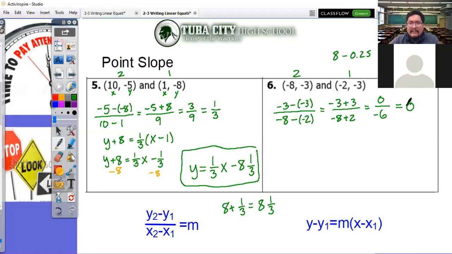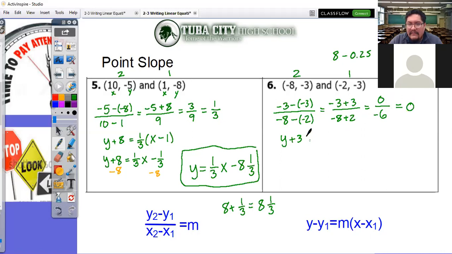It doesn't matter what our bottom number is going to be. You can take 0 and divide it by whatever number you want. It's always going to be 0. So how do we do this one now? Because our m is 0. Well, let's just keep going, right? I'm going to take my point here, plus 3.